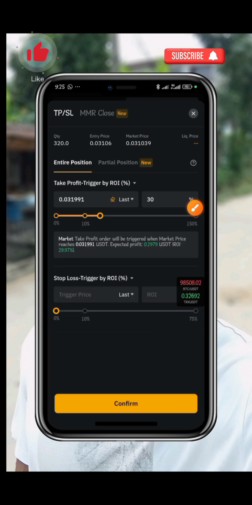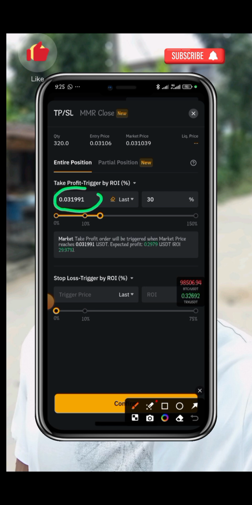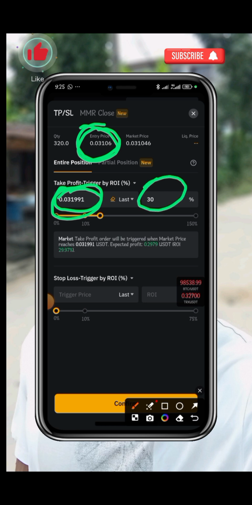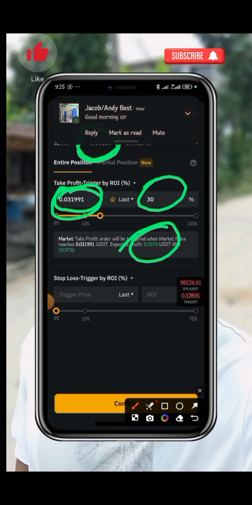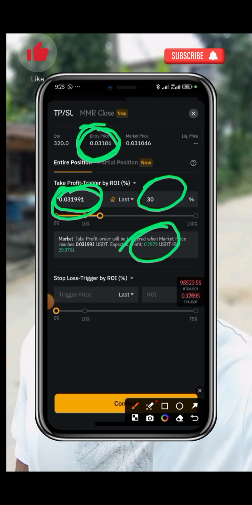You have seen that it automatically brings the closing price on my trade. Remember, this is my entry price, so this is my closing price of 0.031991, which is above this, because it's a long trade and at 30%. So at 30%, I am going to be getting 0.2979. Sorry, 0.2979. It is very simple. Everything is automatically calculated. Just understand how the system works.